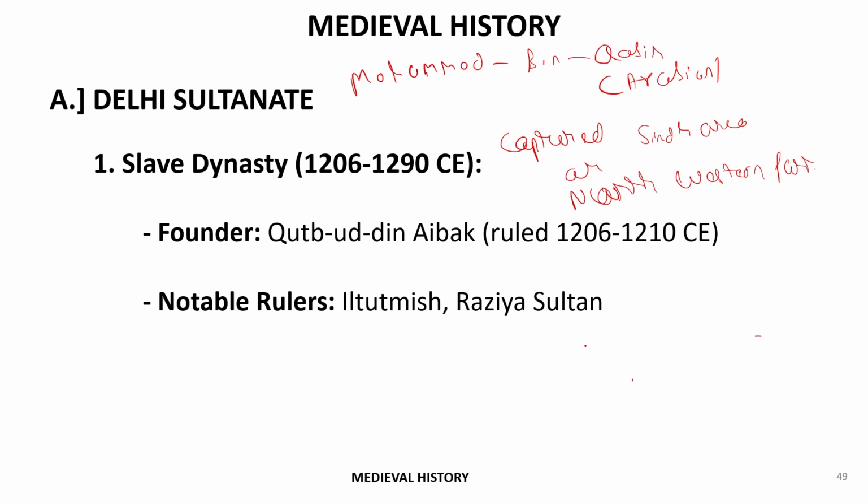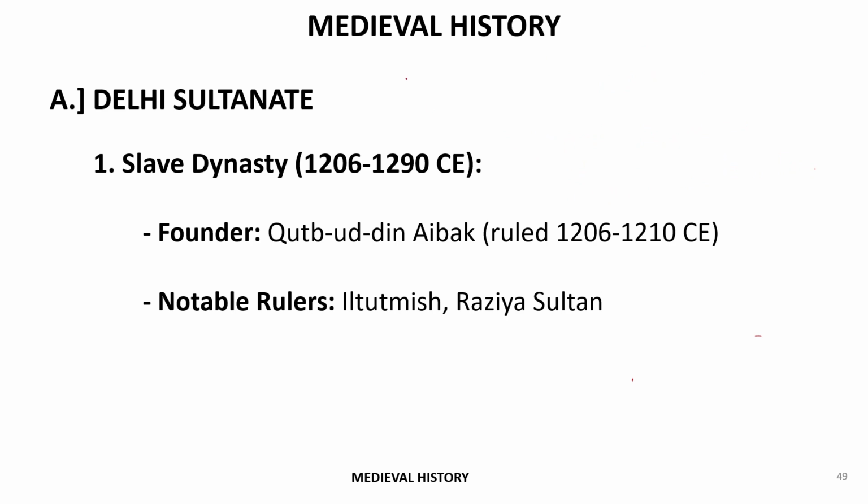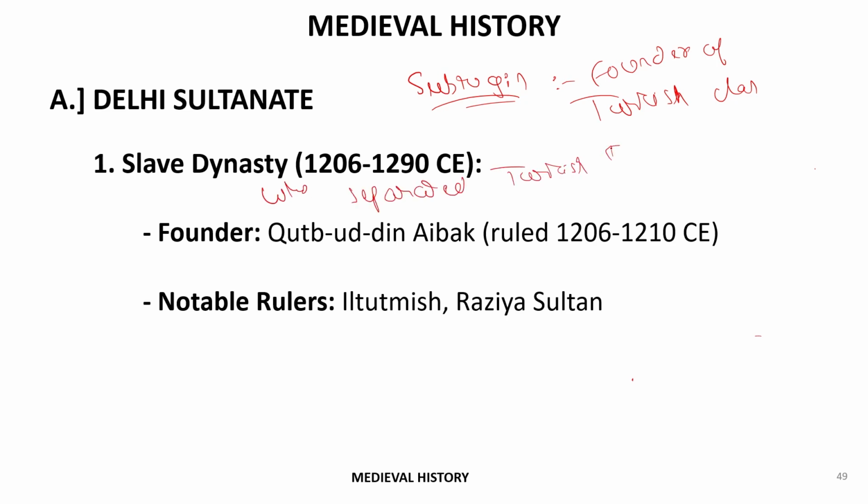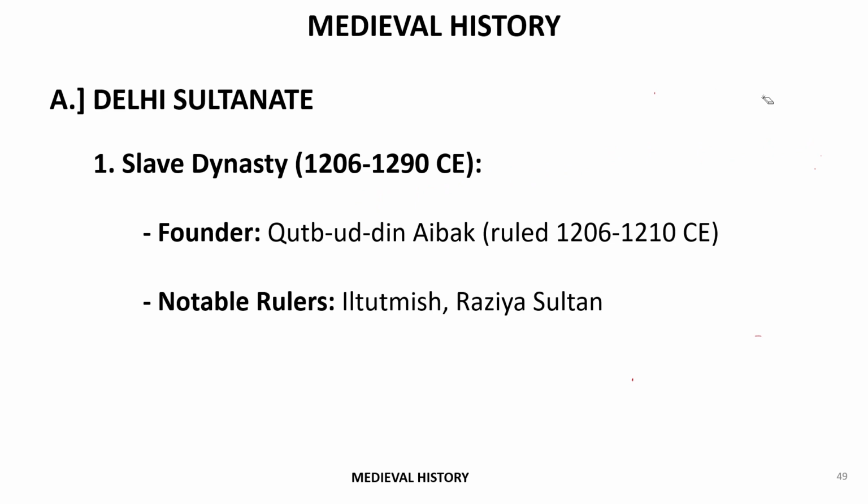After Muhammad bin Qasim, there was another person whose name was Sabuktigin. Basically, he was the founder of the Turkish clan, who separated the Turkish from the Arabians. So remember, he was the founder of the Turkish clan who separated the Turkish from the Arabians. Got it? After Sabuktigin, there was a person named Mahmud Ghazni. He attacked India 17 times.